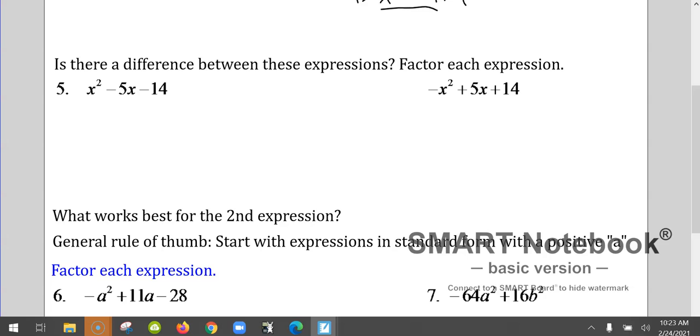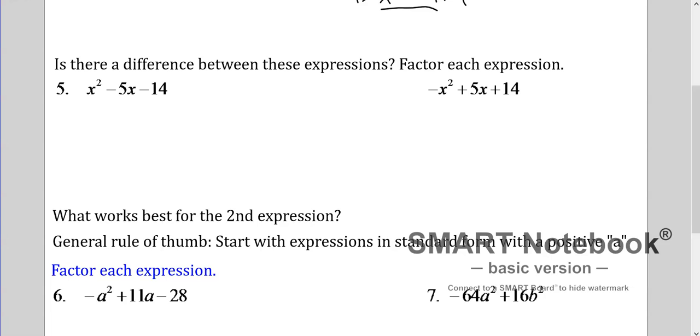Is there a difference between these two expressions, and factor each expression? All right. Well, first off, if you just look at them, the first one is positive, the second one is negative. So this is going to be a happy parabola. And this one is going to be a frown, a sad parabola. Okay, so there's obviously a difference between the two.